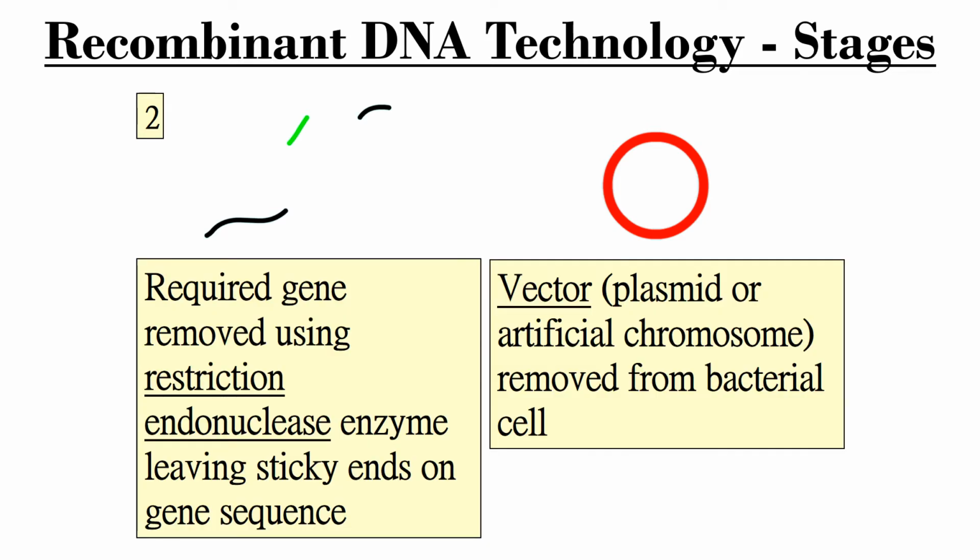Stage number 2. So here's where things change a little bit. So the required gene is removed, and we said at Nat 5 level this was using enzymes. We're now going to name the enzyme. So the enzyme is called a restriction endonuclease, and this leaves sticky ends on the gene sequence. So a sticky end here, sticky end here. I'll explain in a minute what that means, but that's what's happening in terms of the animal or plant gene that you want. Meanwhile, the vector, and in this instance, it's going to be a plasmid. So I've used the bacteria as an example, so it's a plasmid for bacteria, or it could be an artificial chromosome. Okay, so you now have your vector, and you've got your gene cut out.